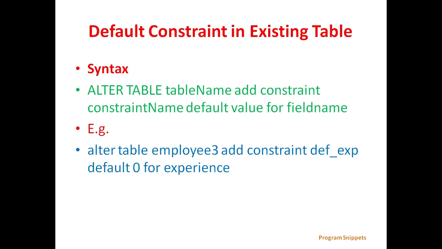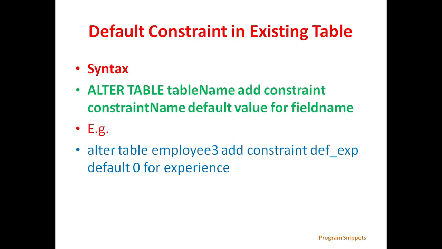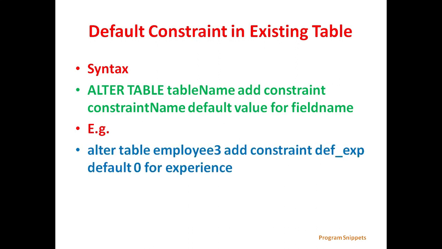We can add a default constraint to an existing table also. The syntax for this is alter table name, then add constraint name and default value for the field. For example, alter table employee 3, add constraint with constraint name, default value 0 for the field experience.